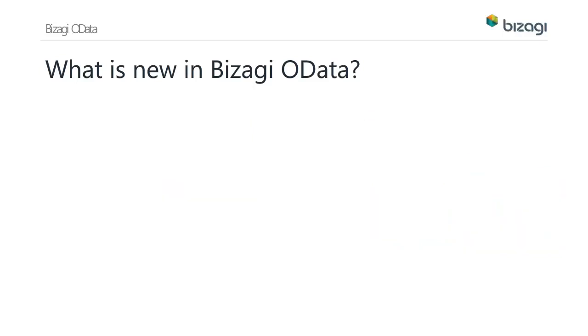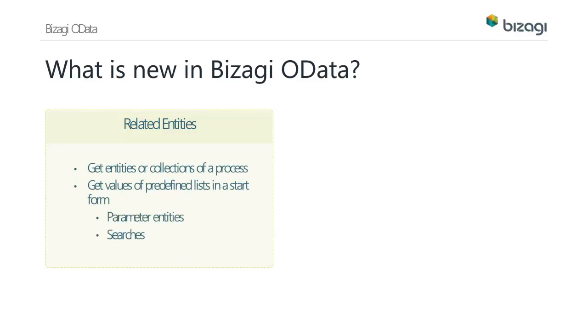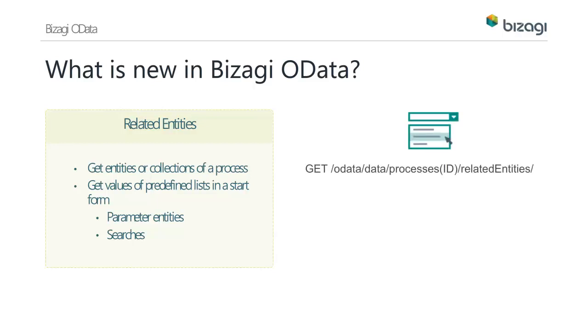The next category of methods is for retrieving the entities and collections contained in the data model of a process or start form. These methods are useful if an external system has to send business information and you want to consult the structure of entities and attribute types. For example, you can get all the related entities and values, if needed, of a process.